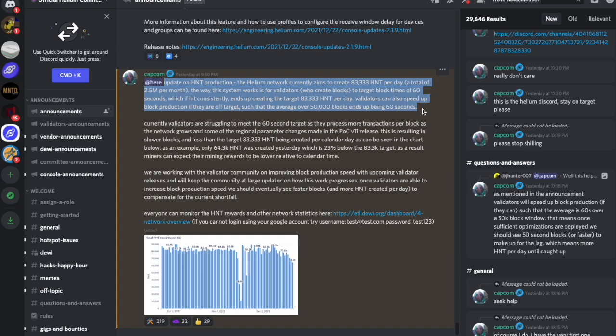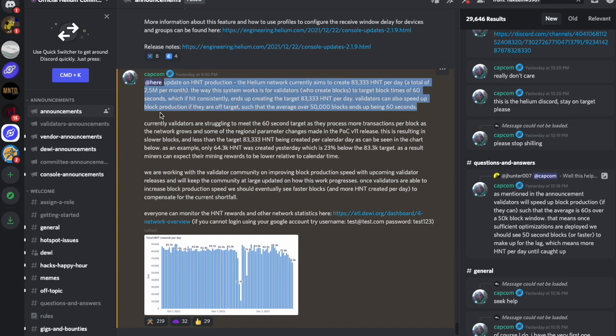As we can see here, he specifically says that the network currently aims to create 83,333 HNT per day, a total of 2.5 million HNT per month. The way this system works is for validators who create the blocks to target block times of 60 seconds, which if hit consistently ends up creating the target of 83,333 HNT per day.